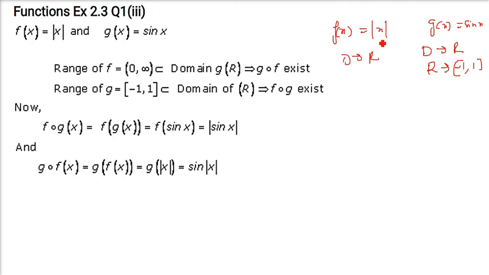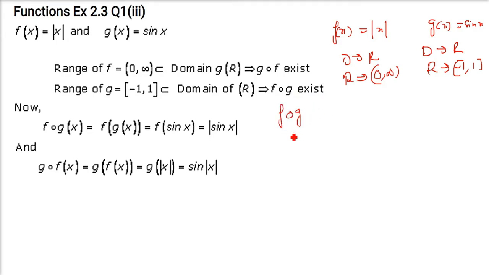f of x is mod x. You can put any value, it doesn't matter. But the range will always be positive, because it is a modulus function. A modulus function always gives you a positive value. So just put positive. That is 0 to infinity you can write, or R plus, you can write like this.